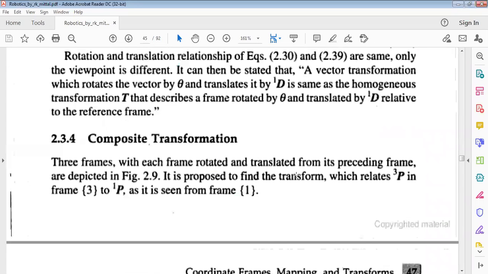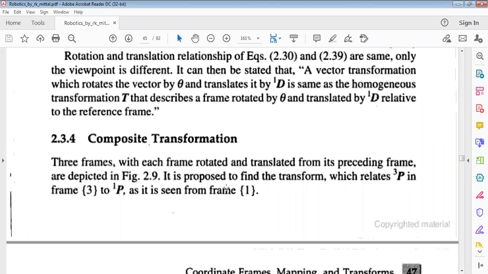Okay, I will discuss the composite transformation in the next class. What is composite transformation? Previously we discussed the transformation between two frames, but in composite transformation we will discuss the transformation between more than two frames. Okay, we will discuss this topic in the next class. This topic is also very important.